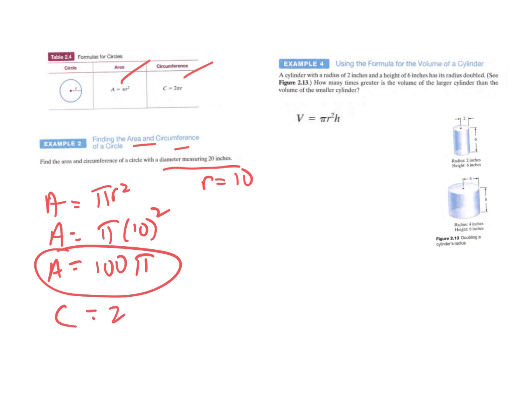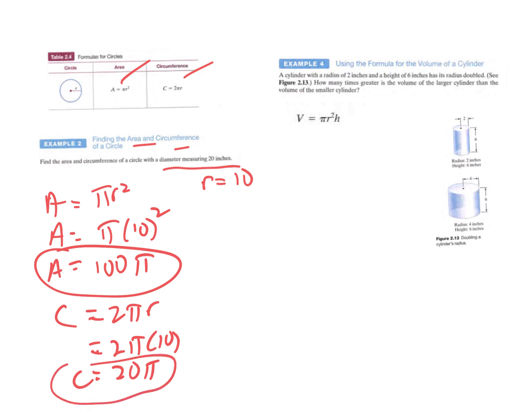Circumference, which is the distance around, is 2 pi r. Once again, we already know what r is. It's 10. So if I substitute 10 in for r and multiply the 10 and the 2, I would get 20 pi for our circumference.